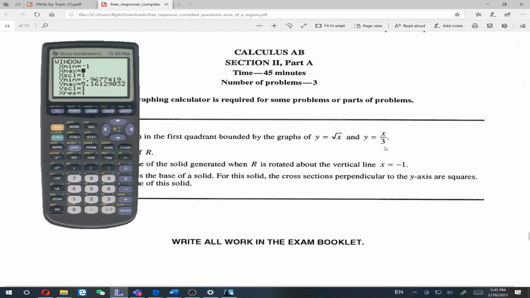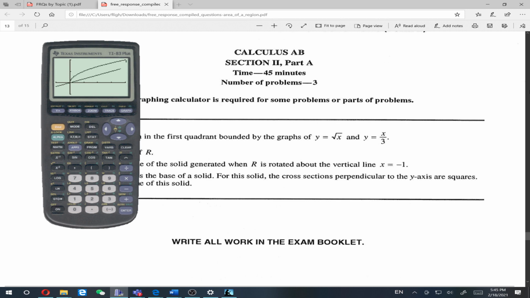Actually, they don't. This is over 3, not just x. I'm going to go a little bit beyond that, and my y values need to get up to y equals 2 should be enough to give us a little bit of space. Okay, let's graph.